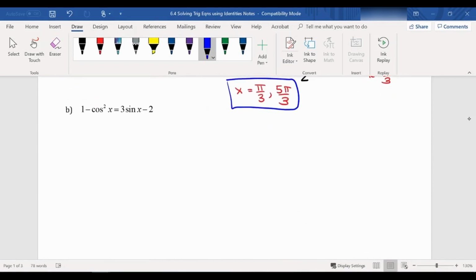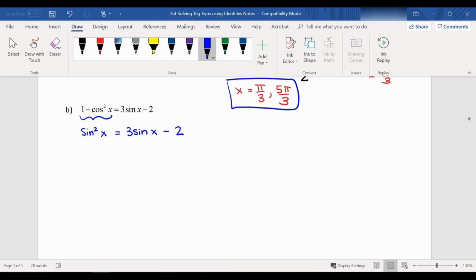Next one. Again, we have to look and see where we have an identity. The 3 sine x, definitely not an identity. But if you take a look at 1 minus cosine squared x, what does this look like? Well, this is the same as sine squared x from our Pythagorean identity. So we can rewrite this as sine squared x equals 3 sine x minus 2.